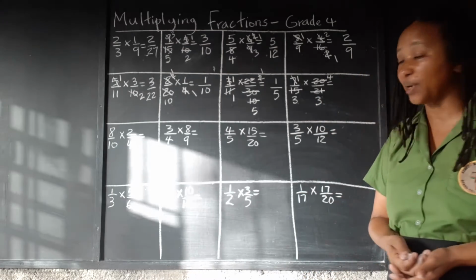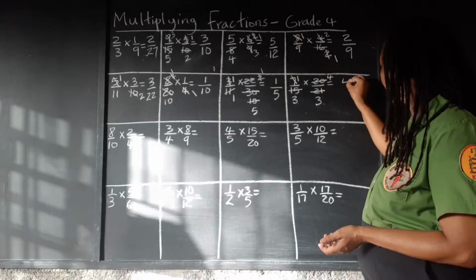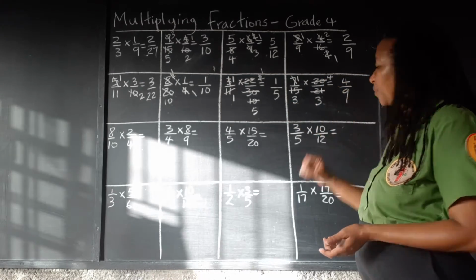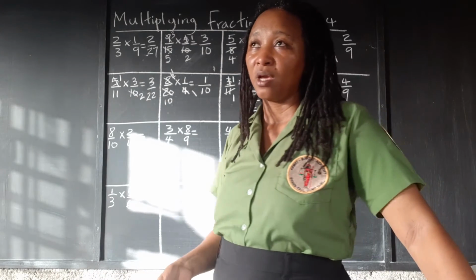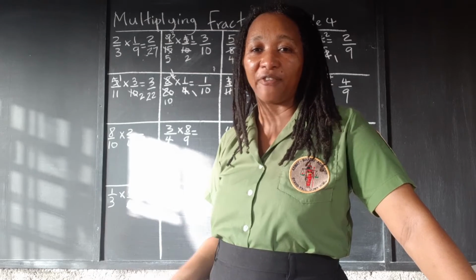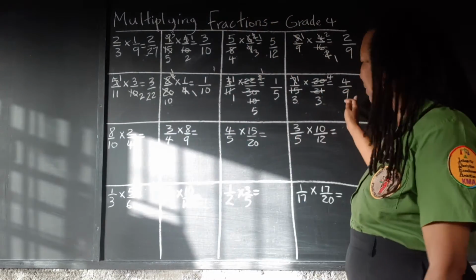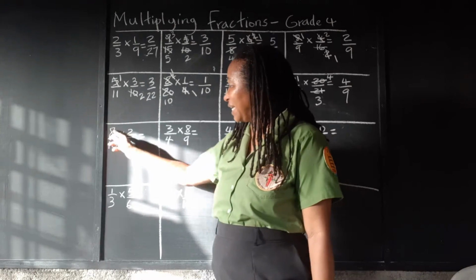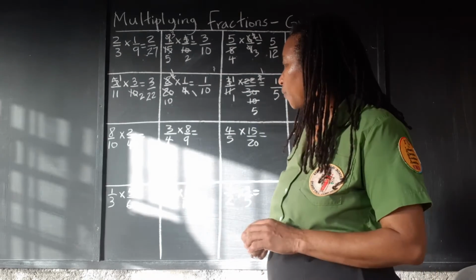What are we left with now? We have 1 times 4, which is 4. And we have 3 times 3, which is 9. 4/9 is in its simplest form. There's no number that can divide 4 and 9 except 1. So this is the simplest term. That's our final answer. We have 8/10 times 2/4, 2 fourths.